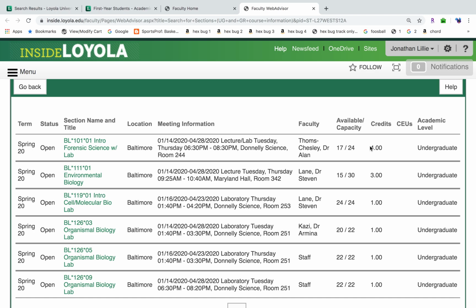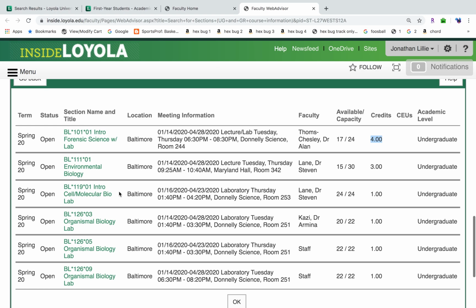But here, this one has 4 credits. Okay, Intro to Forensic Science with a lab. Even though that would fulfill the core, that is more work than I would want to do as someone who is not necessarily big into science, if I'm not going to be a science major. However, here we have environmental biology, and I see it's 3 credits, and I'm going to click in here and see what the course description is.